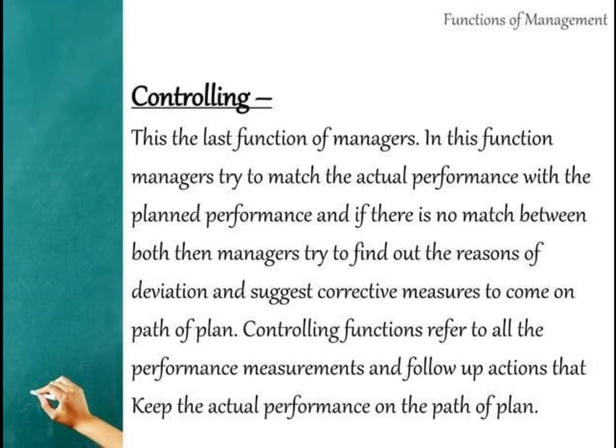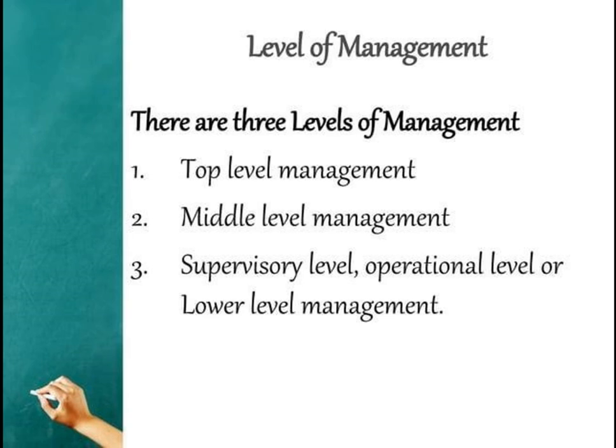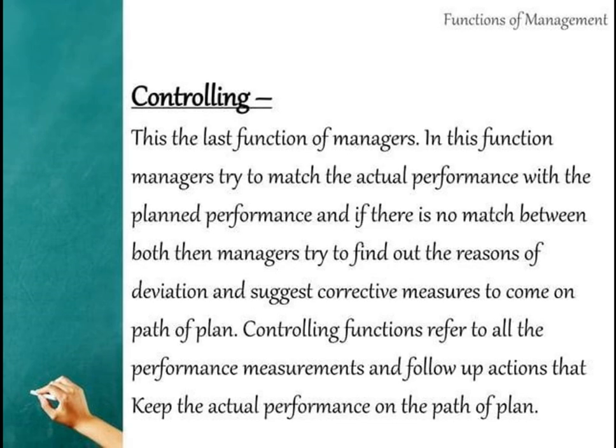Controlling function refers to all the performance measurement and follow-up action that keeps the actual performance on the path of the plan. And the subfunctions of controlling are monitoring, evaluating, correcting, and reporting. The best example of controlling is Coca-Cola monitoring and controlling the production quality to ensure consistency.